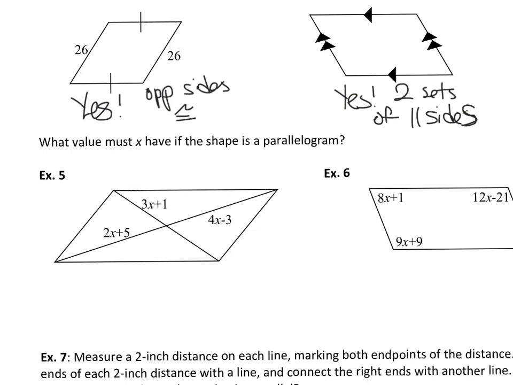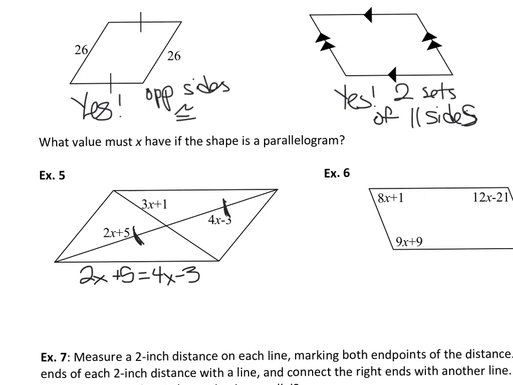So in order for it to be a parallelogram, I need to figure out what parts would be congruent. Now, these are my diagonals here. So if I look at my 2x plus 5, that right there should be congruent to this side length right here. My diagonal right here is bisected, or cut in half, by this diagonal right here. So if they're congruent, that means I need to set them equal to each other and solve for x. So I've got 2x plus 5 is equal to 4x minus 3.